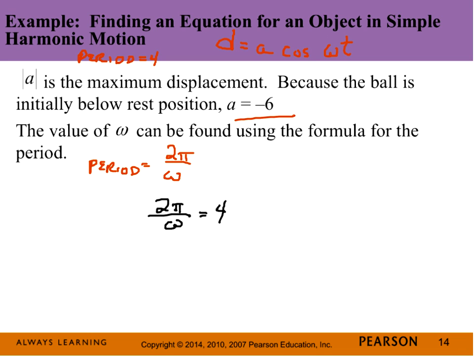So we've got the period, 2 pi over funny W is 4. So now I just need to solve for funny W. And to do that, I need to get that funny W out of the denominator. So I'm going to multiply both sides by funny W. And those divide out. So now I have 2 pi equals 4 times funny W, and divide 4 off of both sides.